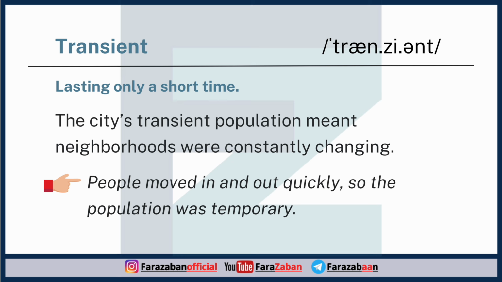Transient. Lasting only a short time. The city's transient population meant neighborhoods were constantly changing. People moved in and out quickly, so the population was temporary.